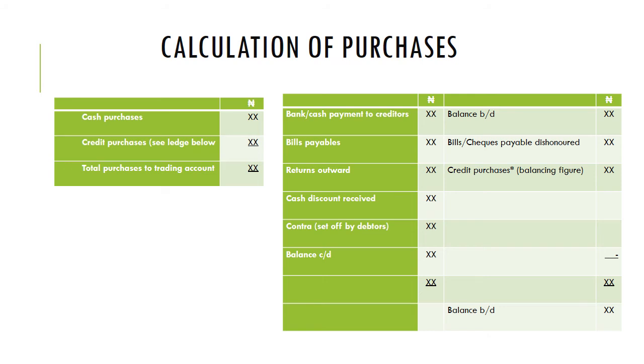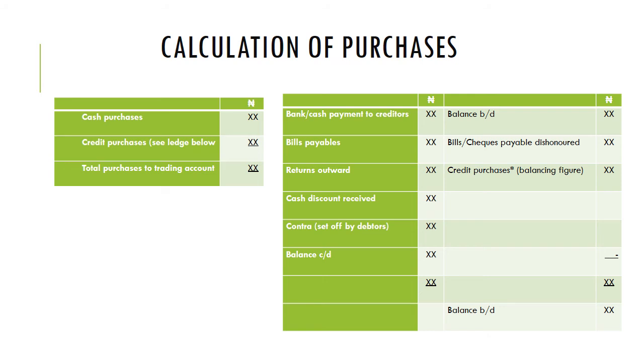You can see there, now you have your total purchases. This balance brought down here is the balance brought down of debtors. And know that debtors are current assets which have debit balance, and you can see it on the debit side of this account.